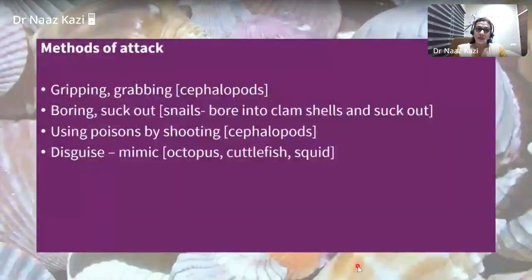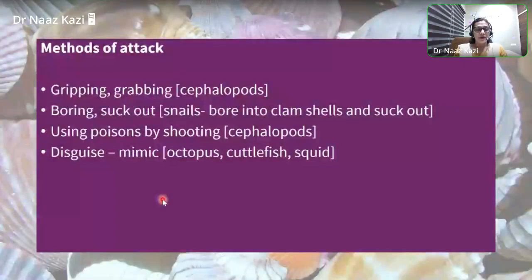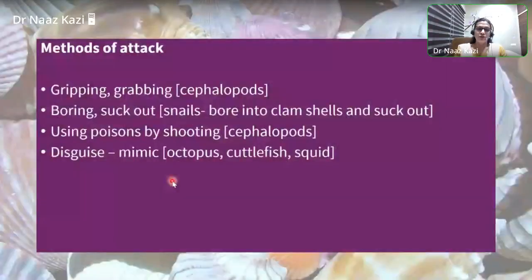Then we need to see also the methods of attack, because when we read these words, as I said, when we go deep into the case taking, patients speak of these words and we should be aware of them. So methods of attack are by gripping, grabbing, mostly in the cephalopods, boring, suck out. Most of the snails bore into the clam shells and suck out that animal in a kind of soup form, and they just consume that.